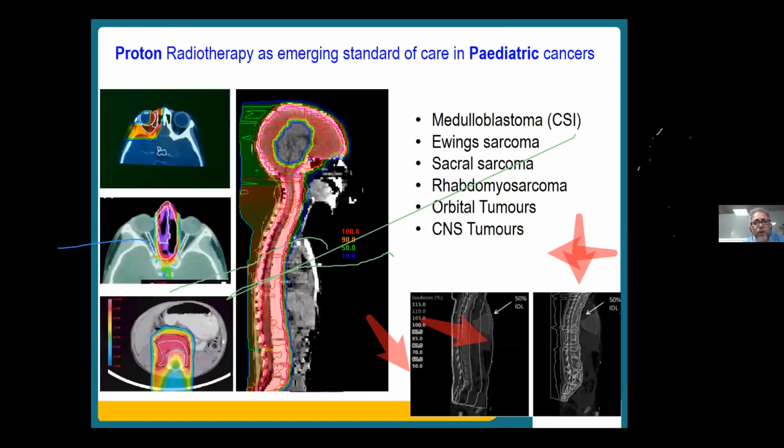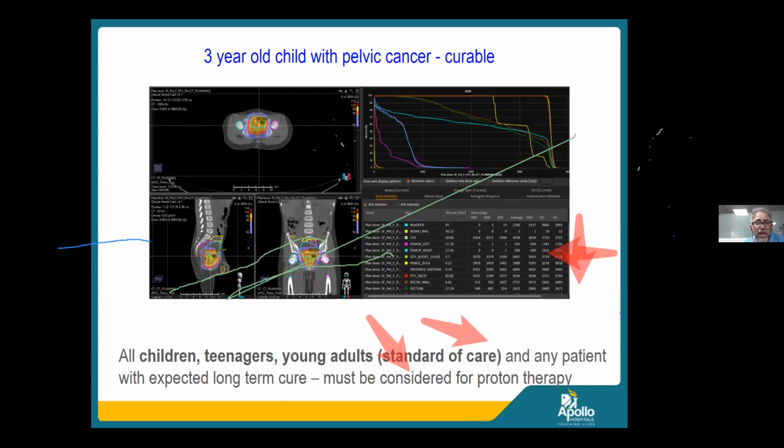And therefore, in pediatric cancers, not only in brain tumors but in extracranial tumors like Ewing sarcoma, sacral tumors, rhabdomyosarcoma, orbital tumors, proton therapy is now the standard of care. This was one of the youngest children we treated, a 3-year-old child. Today, in fact, we completed the youngest child treated in India, a 16-month-old child with a posterior fossa ependymoma.